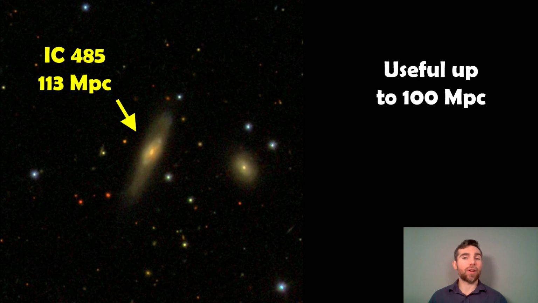It does have an upper limit to how far you can calculate a distance. It's generally useful to around 100 megaparsecs. There's a galaxy here, IC 485, which is around that upper limit. And the problem is you can't resolve any fluctuations beyond this point. They become too small for the pixels you get on the image, so you don't really get any point-to-point fluctuations. Basically, the technique doesn't work very well when they get too far.